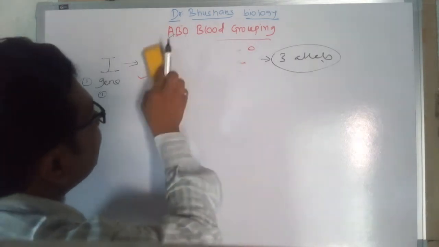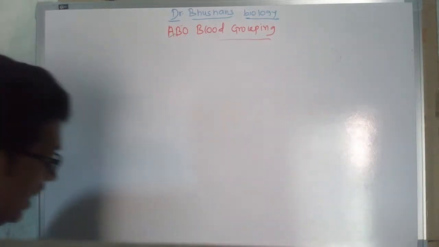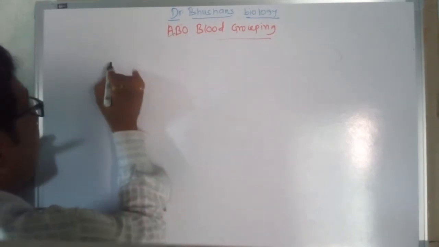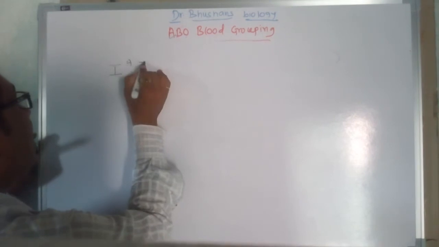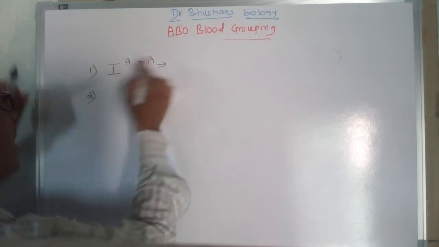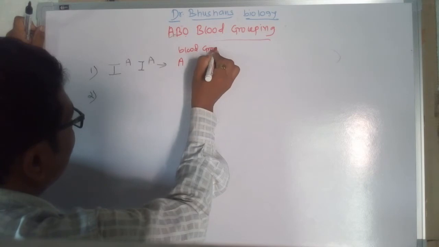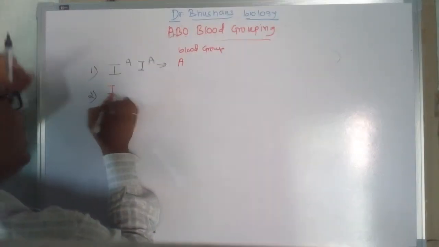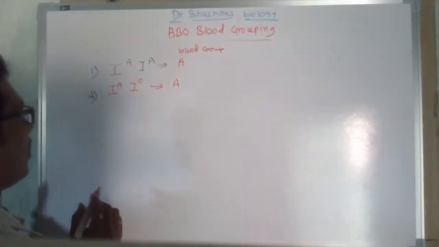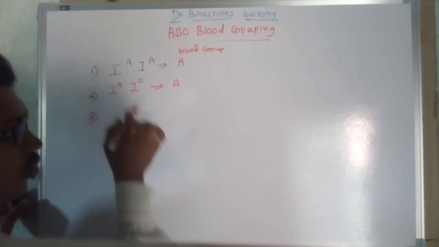For this gene, every individual has only 2 alleles. So what are the possible genotypes? The first case is IA IA, and then the blood group is A. The second condition is IA IO, so this is also A blood group.